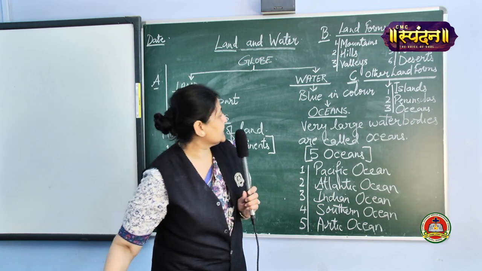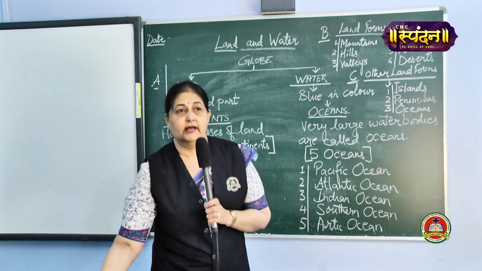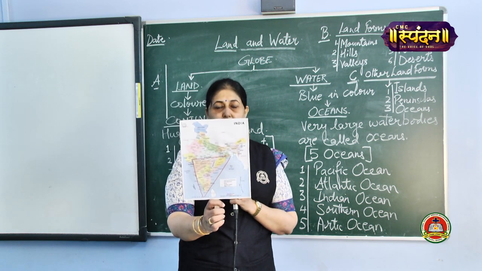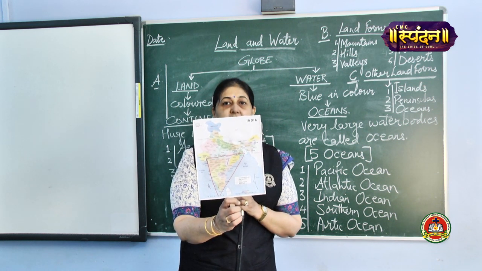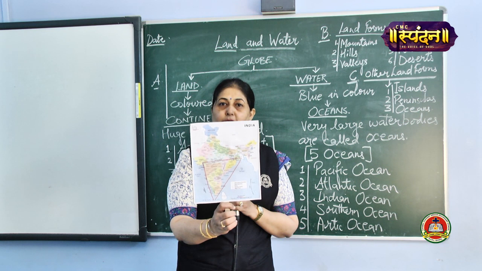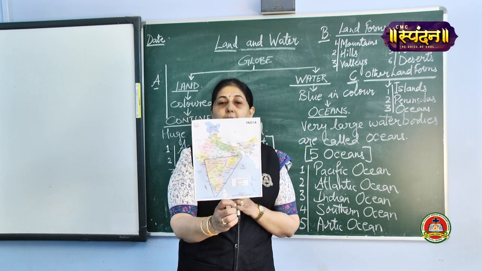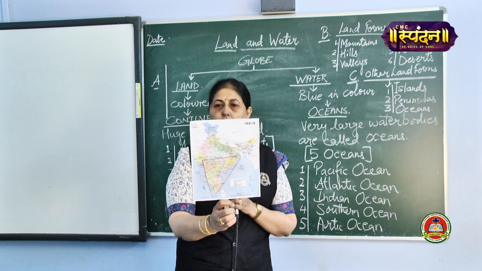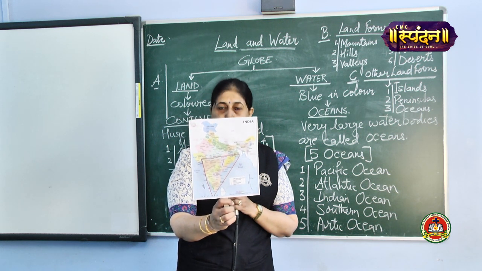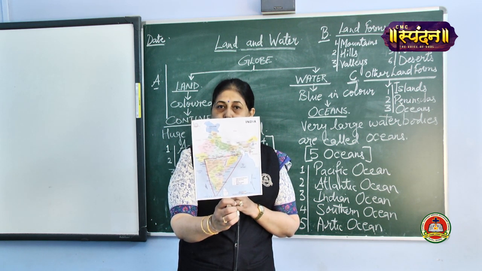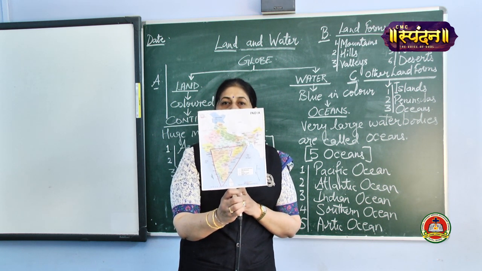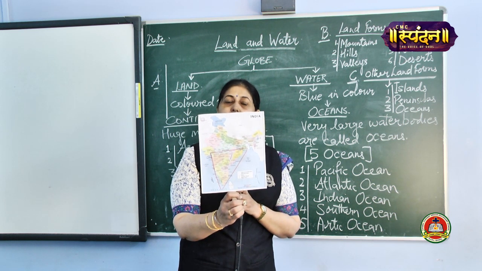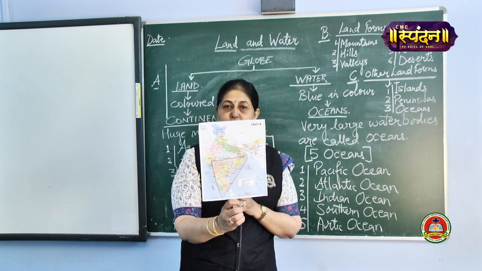Then, children, the next are peninsulas. Can you see the triangle on the southern part of India marked with red? Yes, the southern tip of India happens to be a peninsula. A peninsula is a long piece of land surrounded by water on three sides. Yes, children? Can you see? There's water on all the three sides, and the other side is having a large piece of land. So this is a peninsula.